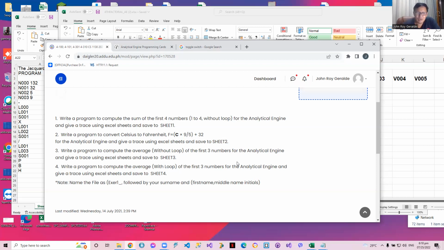Diba? What's the factorial of 4? 4 times 3 times 2 times 1. What's the sum of the first 4 numbers? 4 plus 3 plus 2 plus 1. What's the sum of the first 3 numbers? 3 plus 2 plus 1. Diba?